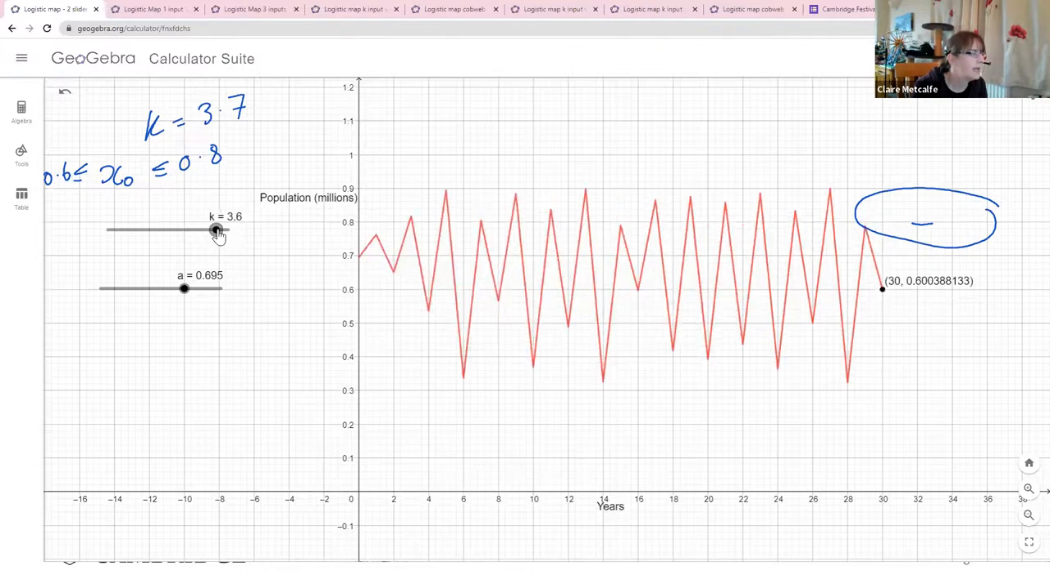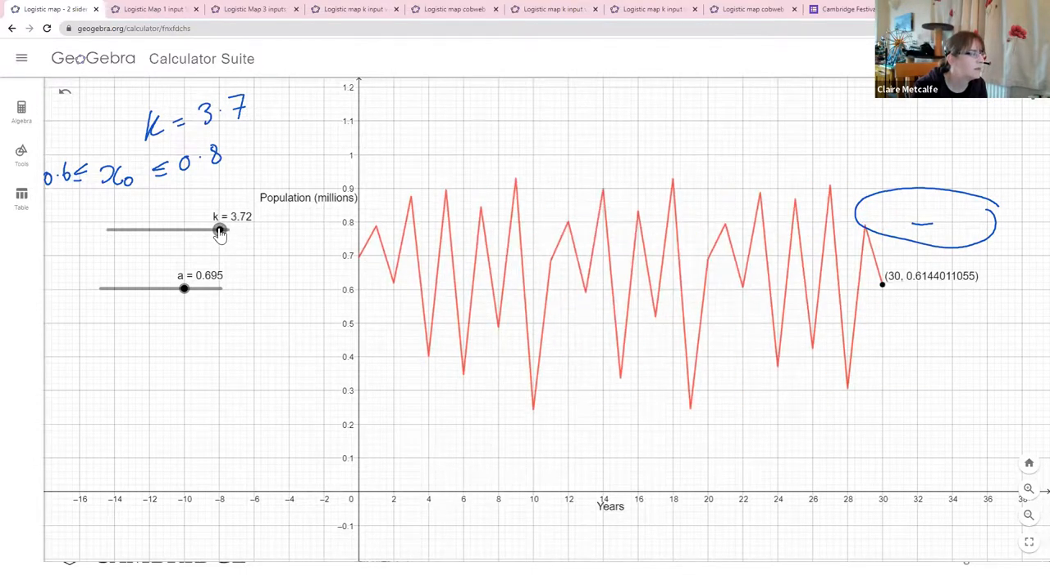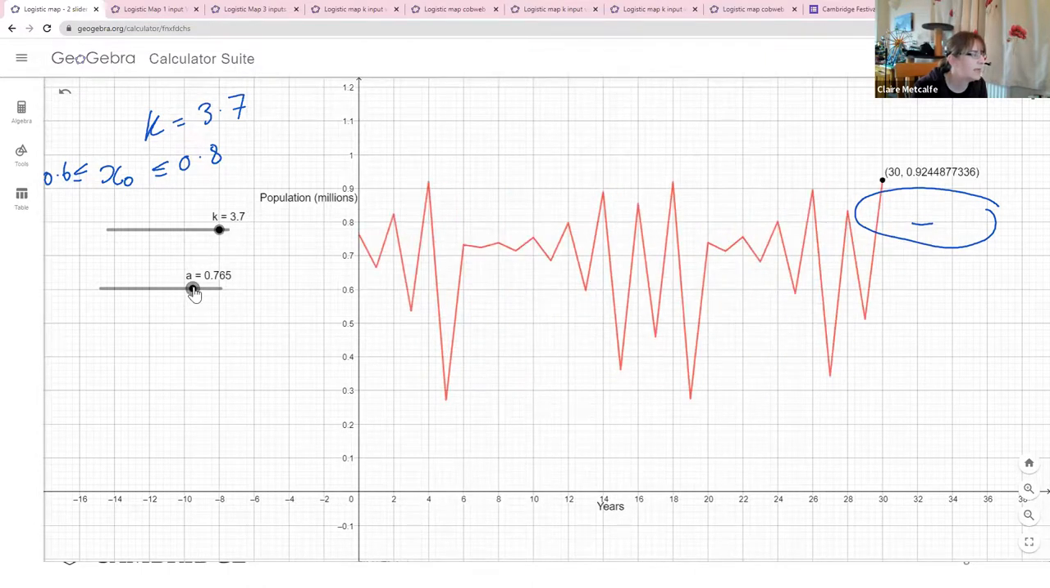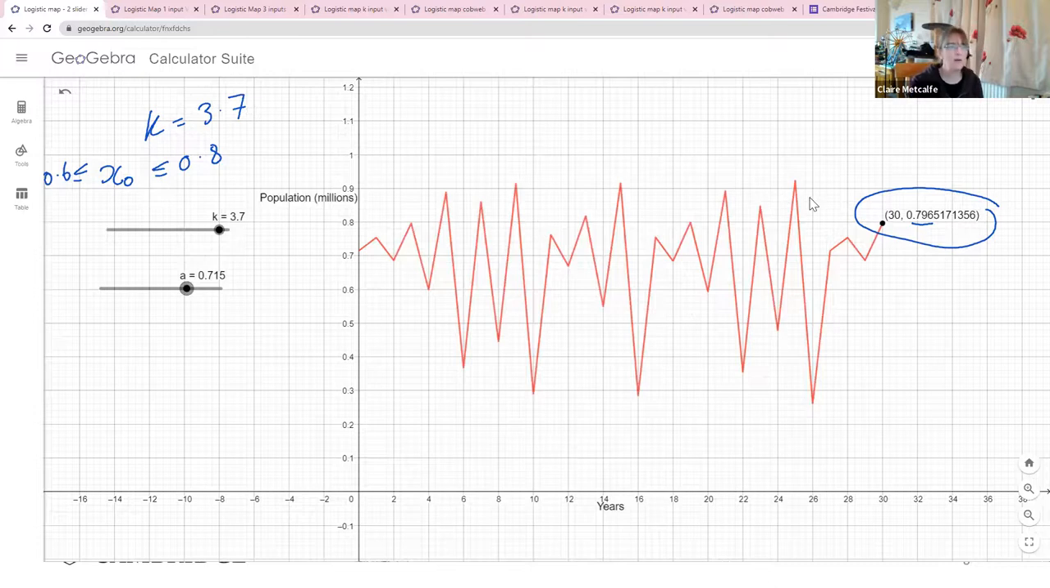So I'm going to take K equals 3.7, and I'm going to take a value of A. So I ended up at 0.797-ish. So in the chat, can you write out where you end up after 30 years? You can just do the first three values if you like.